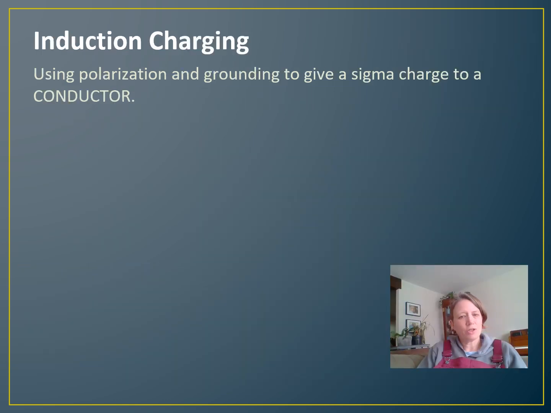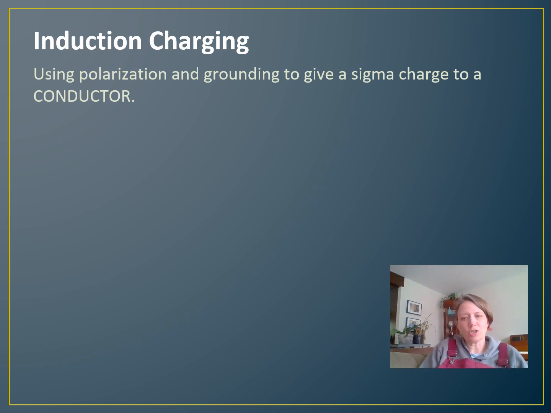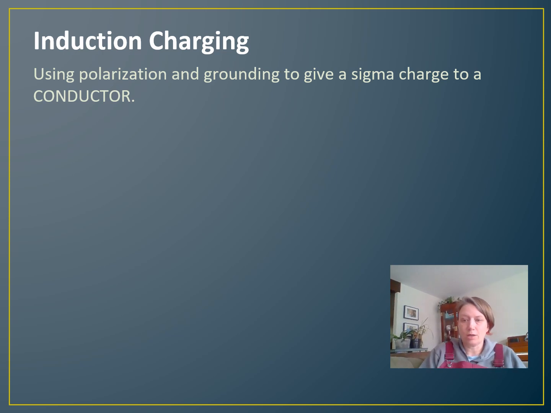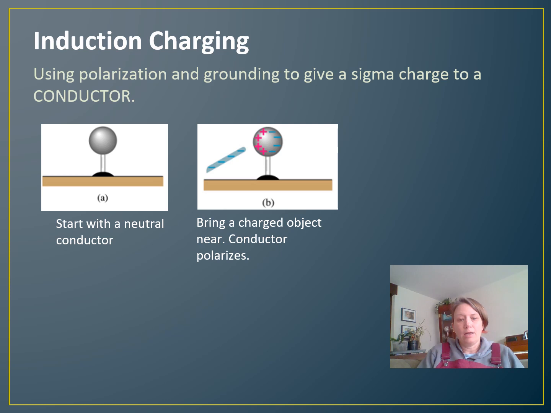The last kind of charging is known as induction charging, and it's probably the most complicated, but also probably the most important in industry and engineering. Induction charging uses a combination of polarization and grounding to give a charge to a conductor that starts off neutral. So we start with this neutral conducting object, just a neutral metal sphere of some kind. And step number 1 is to bring a charged object near to that conductor.